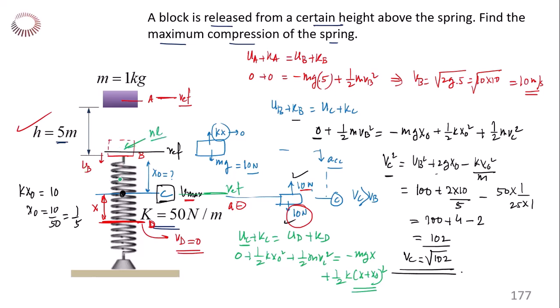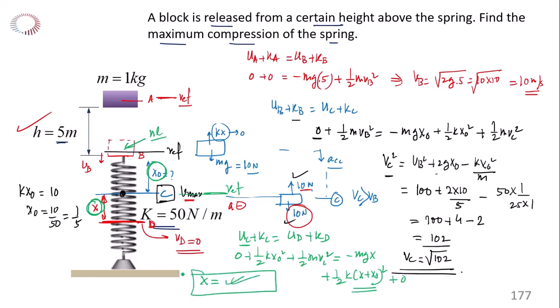From point B, I am compressing up to D point. So what is the potential stored inside the spring? Initially the x naught is there. Now there is another x coming into the picture. So x plus x naught whole square, that is the spring potential energy at point D. And the kinetic energy is 0. Okay. From this equation, if I solve, all the values are known, only x is unknown, so I can calculate the x.